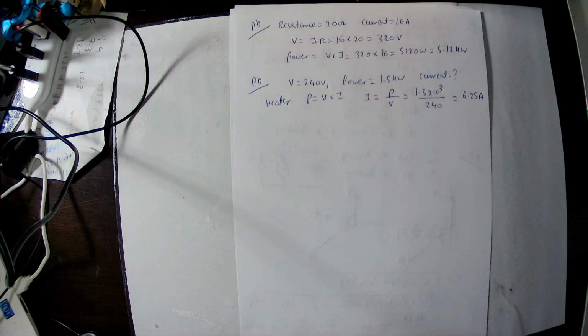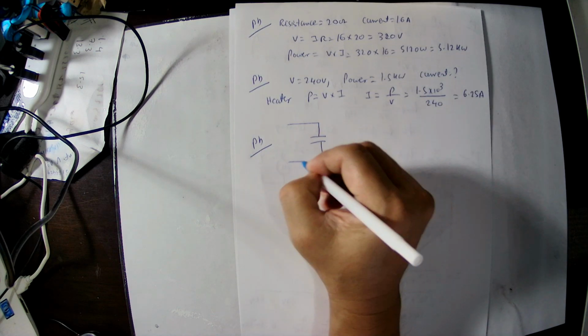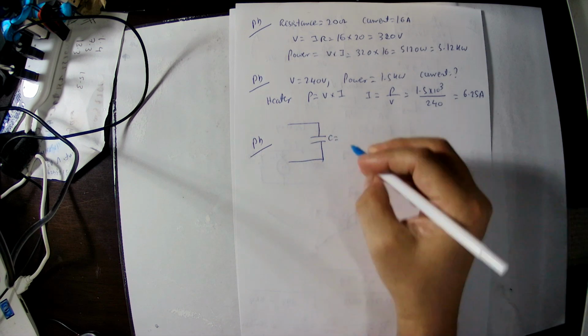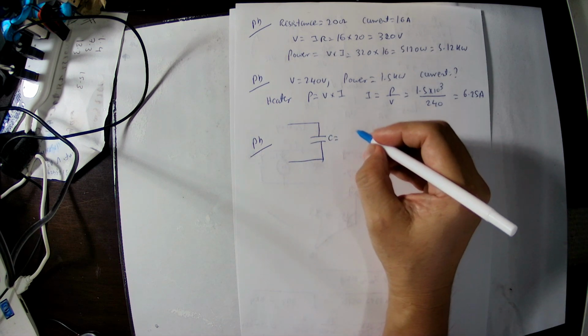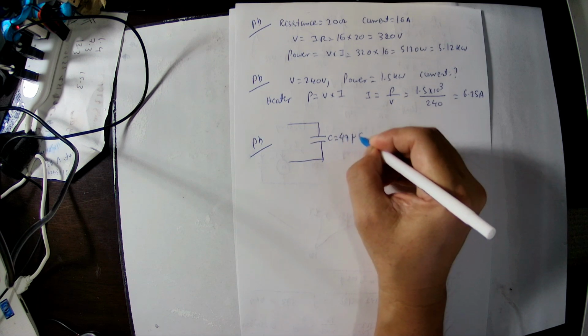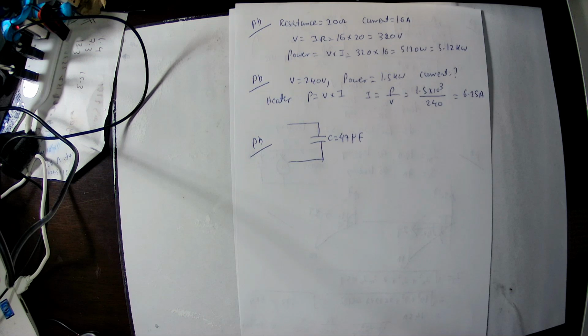The next one. In this case, a capacitor is given: a 47 microfarad capacitor connected to 32 volt. We have to find the capacitive reactance. So the capacitive reactance needs to be calculated. The capacitor is given as 47 microfarad. Supply voltage is 32 volt, 50 hertz.